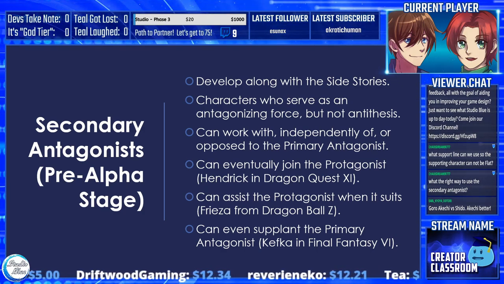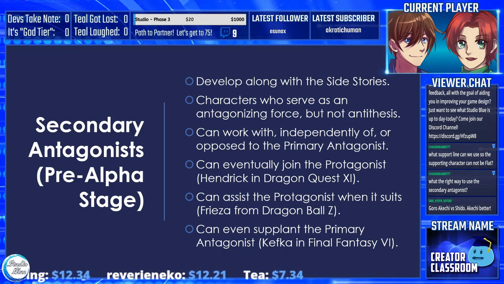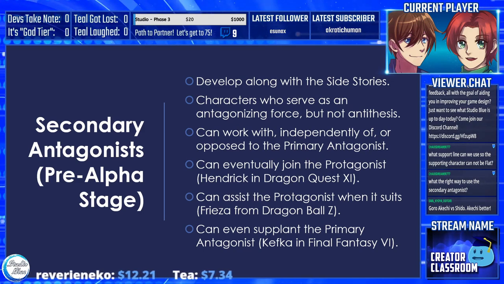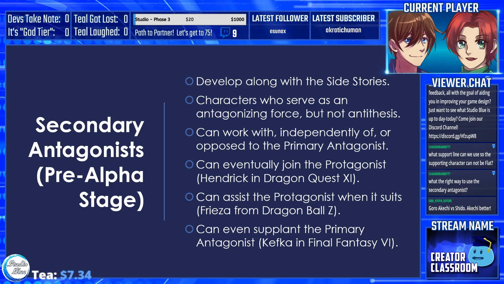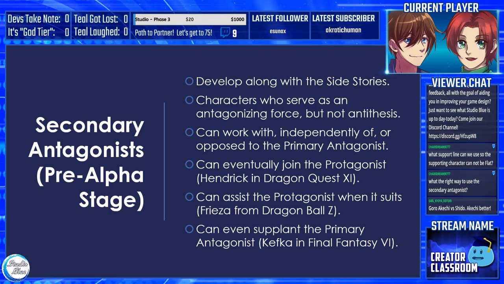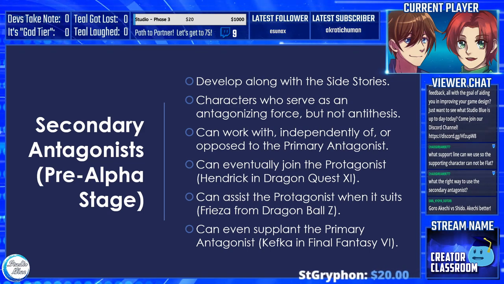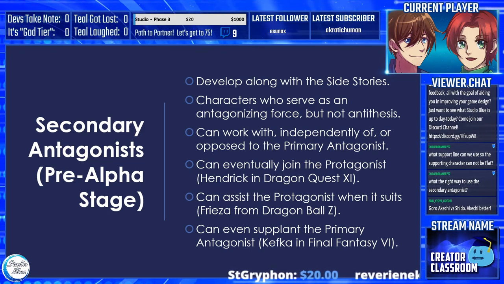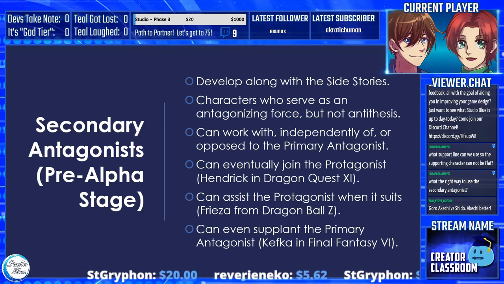The secondary antagonist should be what the primary antagonist cannot be because they're one person. Case in point, my goodness gracious, the sinister sentinels in Dragon Quest XI. Those are the arms and legs of Mordegon. The fiends in Final Fantasy IV were Golbez's lackeys. They don't have to be minions though.